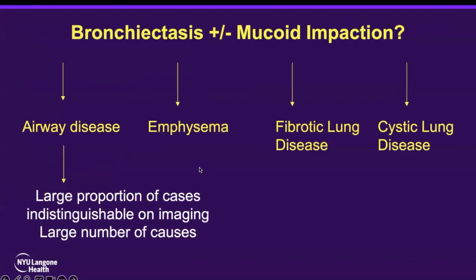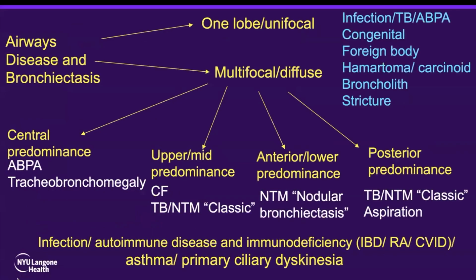When we encounter what we think is bronchiectasis, we need to keep in the back of our mind whether, rather than bronchiectasis, we may be dealing with emphysema that's surrounded by inflammation, fibrotic lung disease, or cystic lung disease. In terms of those entities that we really think are airways disease related, there are a large proportion of cases that are indistinguishable on CT imaging, and there are a large number of causes of bronchiectasis. And we'll try and present an approach that may help narrow the differential diagnosis.